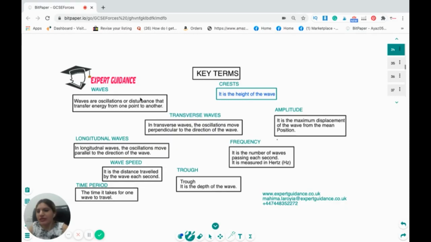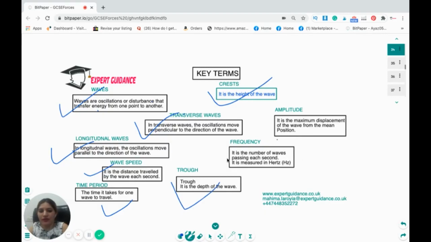So waves are oscillations or disturbances that transfer energy from one point to another. Crest is the height of the wave. Transverse wave, the oscillations are perpendicular. Longitudinal wave, the oscillations are parallel. Wave speed is the distance traveled by the wave each second. Time period is the time it takes for one wave to travel. Trough is the depth of the wave.